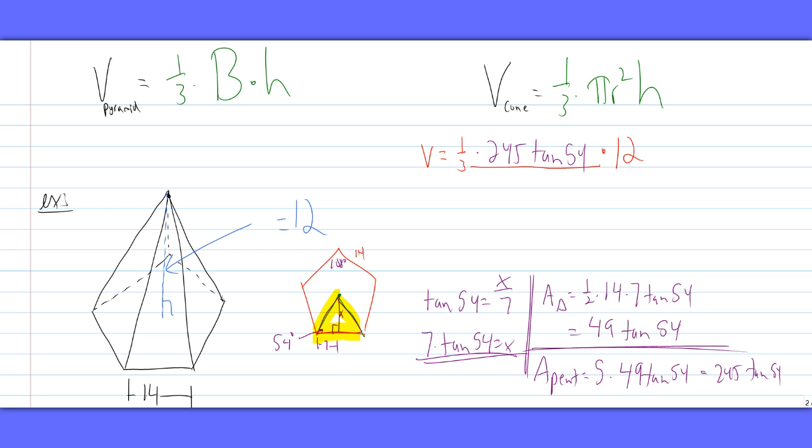And now we're to the point where we can multiply everything together. And the volume is approximately 1,348.85 units cubed.